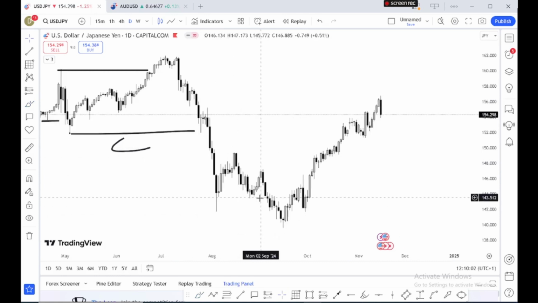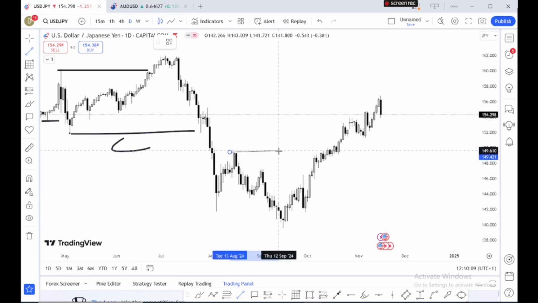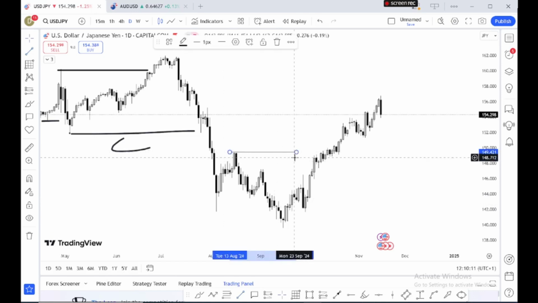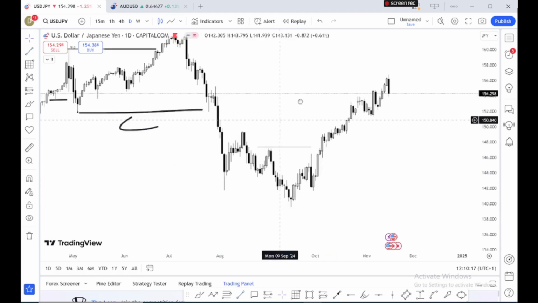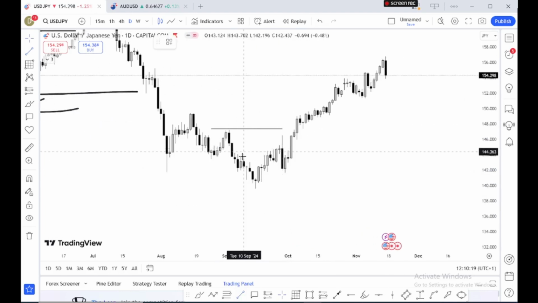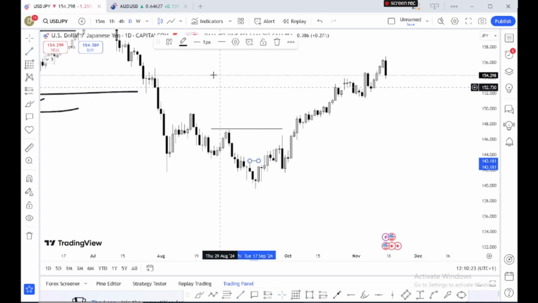So immediately I saw that change of character. What am I looking for? First thing is my inducement. We had a very small inducement here, but this is the major inducement. So this level, we can use this. But realistically, this is my inducement because it's the last pullback here, if you look at it very well.